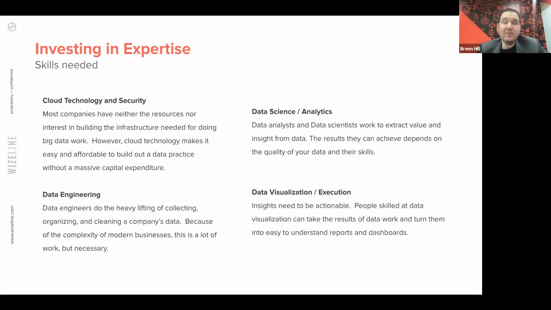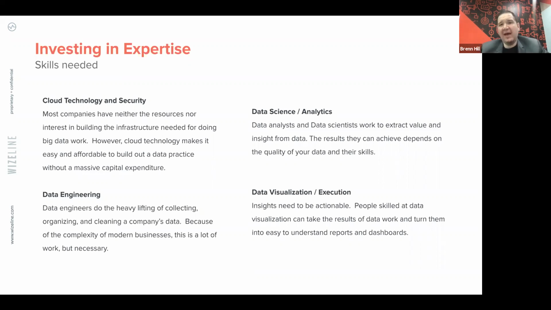Then you need data scientists or data analytics people. And they try to extract insight and value from that data. And the ability of them to do that extraction, to get data, really depends on the quality of the data you have from the data engineers and its thoroughness. So that's why that's the next step. And then, of course, their own skill, figuring out what analysis needs to be done.